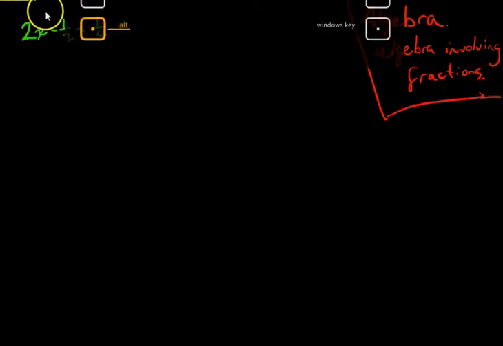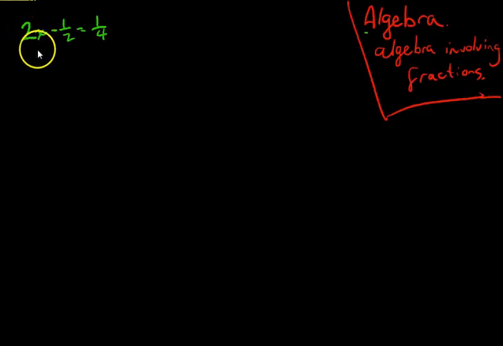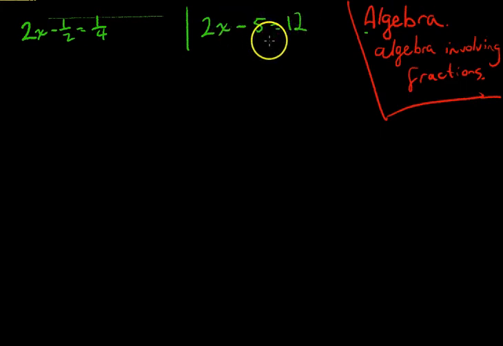Now, at first glance, you might be looking at this one and thinking, "Ooh, that looks really difficult. There's fractions everywhere." 2x minus 1/2 equals 1/4. Now, essentially, it's the same question as 2x minus 5 equals, say, 12. Now, I'll do both of these questions in tandem so you can see why I'm saying that they're exactly the same.